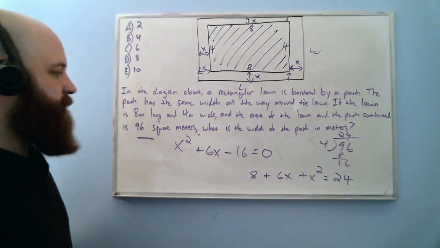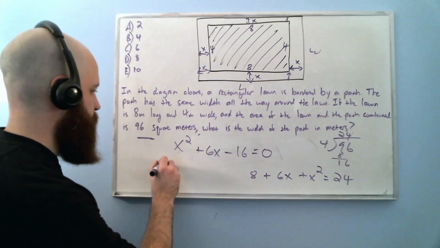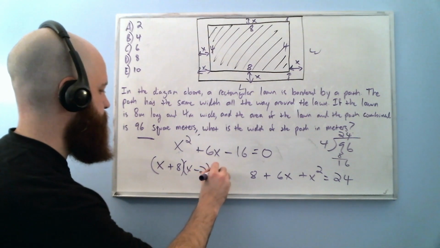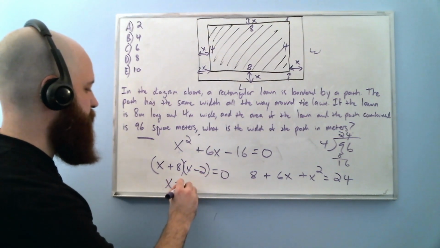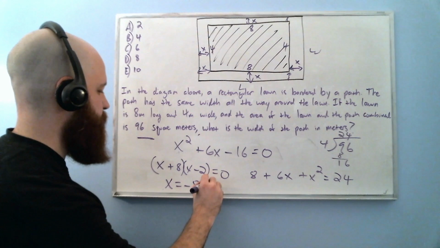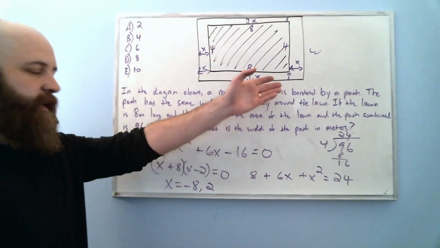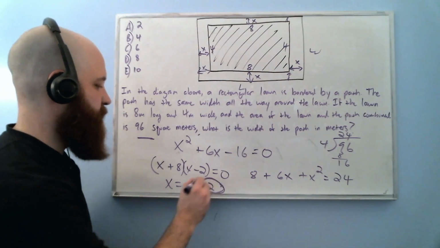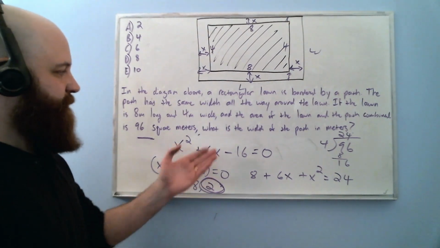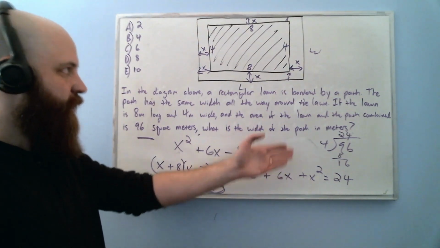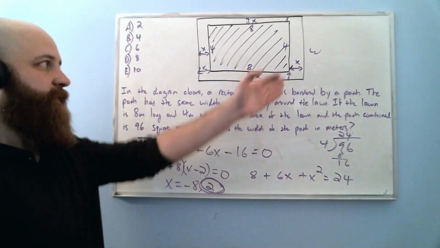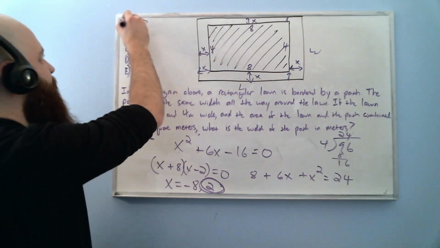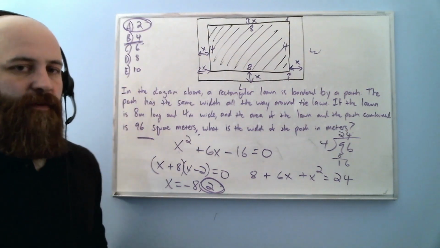So what are factors of negative 16 that add up to 6? Well, I think 8 and negative 2 would do the job. So x has to be negative 8 or positive 2. A negative number doesn't make sense for the width of a path, so x has to be 2. Now, what was I solving for? What is the width of the path in meters? x is the width of the path. That's how I defined it. So the correct answer is A. The correct answer is 2 for this one.